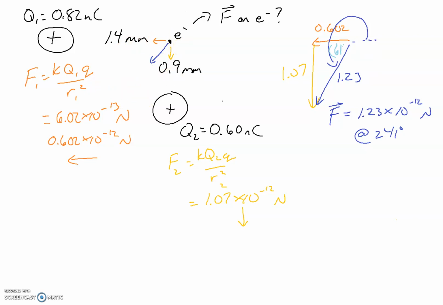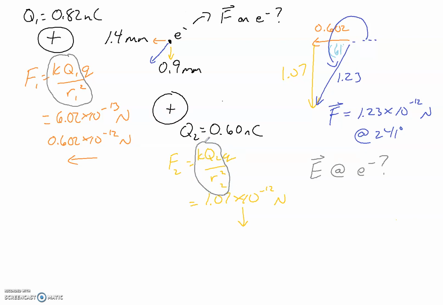Now, what if we built on this question a little bit? What if I also asked you, what is the electric field at the electron's location? Not the electric field from the electron, but what is the electric field at the electron's location? Well, what you could do is kq over r squared for q1. You could do kq over r squared for q2, and then put the two electric fields together. But you've actually done that already. In this calculation right there, that is the electric field from Q1. There is the electric field for Q2.